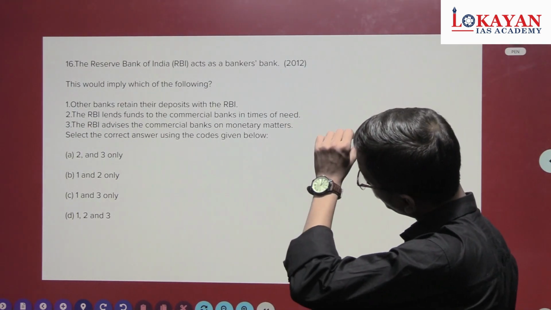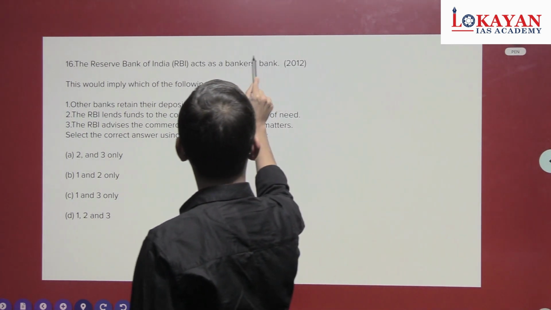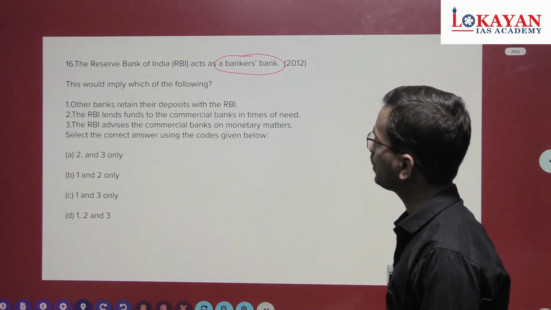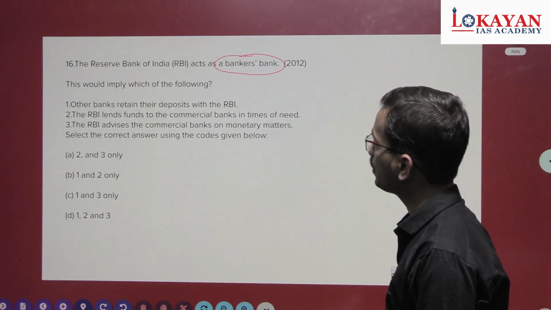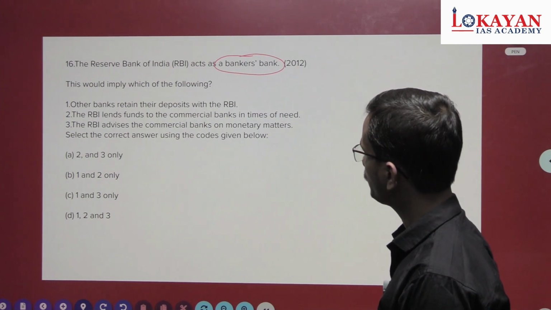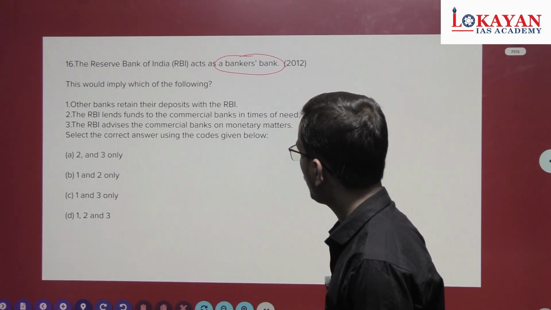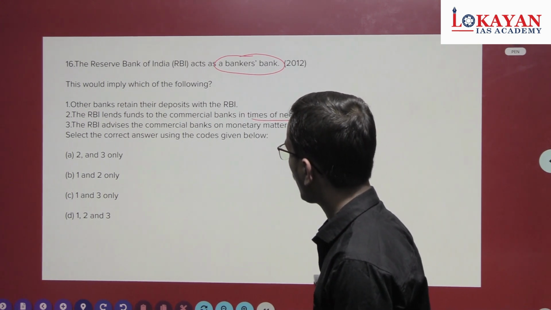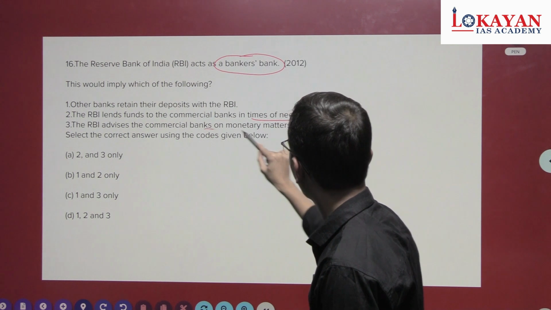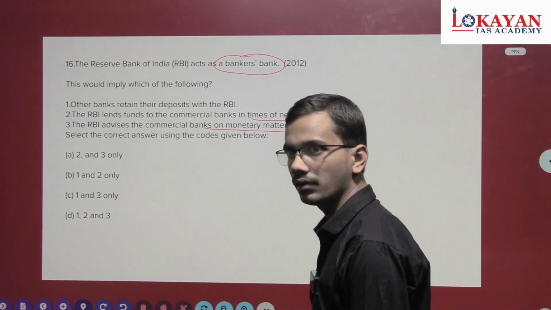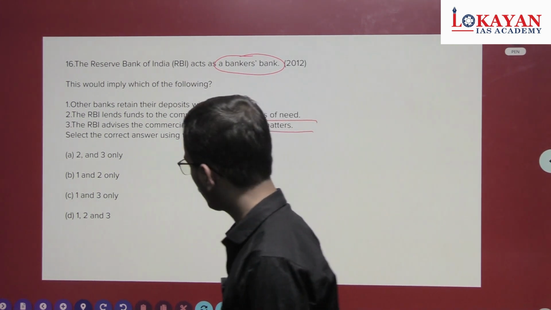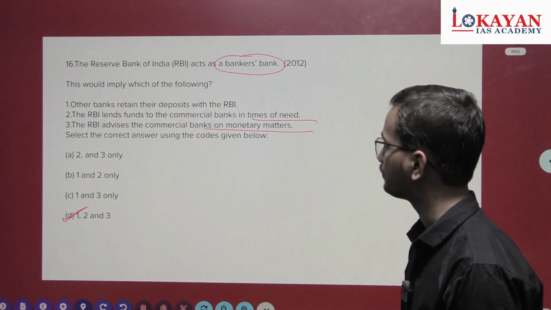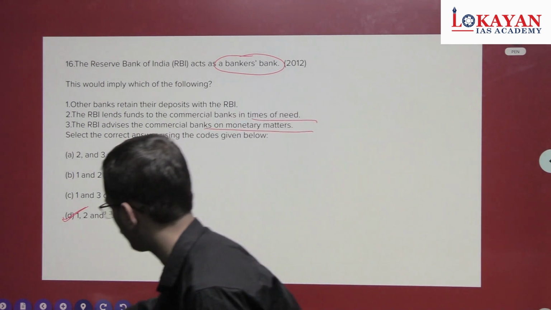Okay. Reserve Bank of India acts as bankers' bank. This would imply which of the following? Other banks retain their deposits with RBI. RBI lends funds to the commercial banks in times of need. RBI advises commercial banks on monetary matters. All these statements are correct. 1, 2 and 3. Okay. Next question.